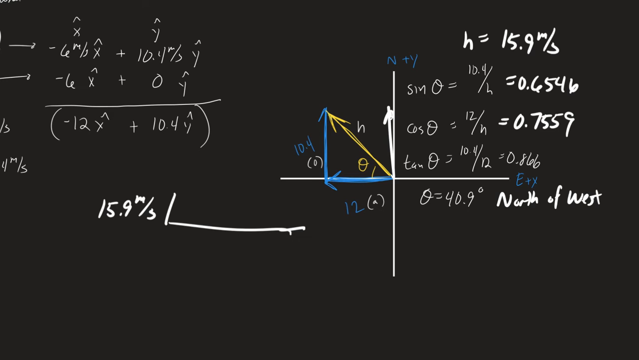My boat's traveling 15.9 meters per second, 41 degrees north of west. That's the answer. This is the boat's speed relative to the shore. This is the direction the boat is actually traveling relative to the shore.